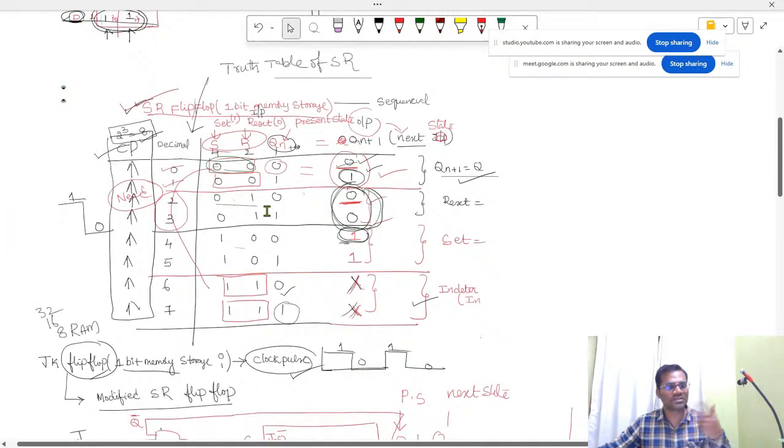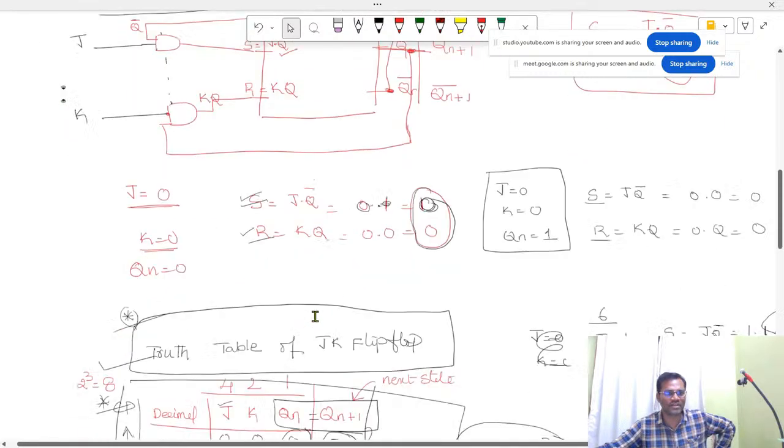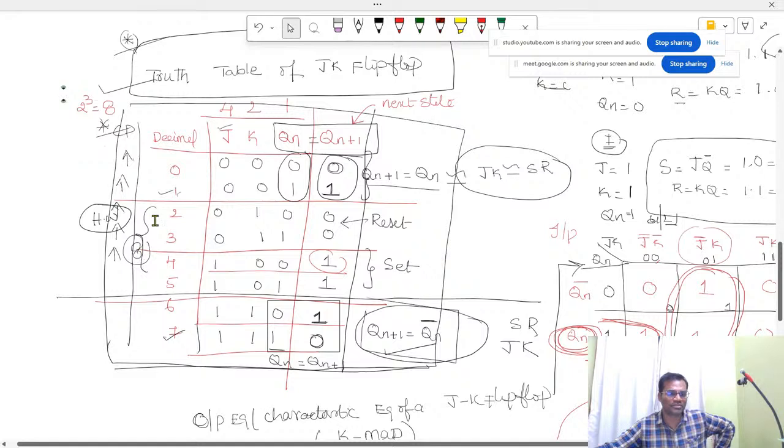JK flip-flop is a modified form of the SR flip-flop. Therefore, in the JK flip-flop, S is equal to J into Q bar and R is equal to K into Q. I had already done it for only which values? I had done it for 0 and 1. So you should practice it and show me in the classroom for 2, 3, 4, 5. Take J equal to 1, K equal to 1, Qn equal to 0, convert the JK into an SR flip flop, and write down the SR values to see whether you are getting them correctly or not.